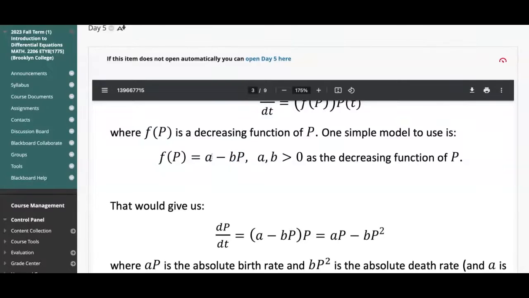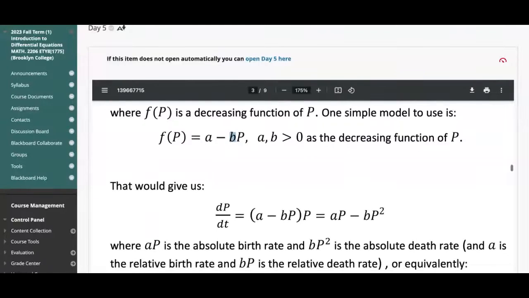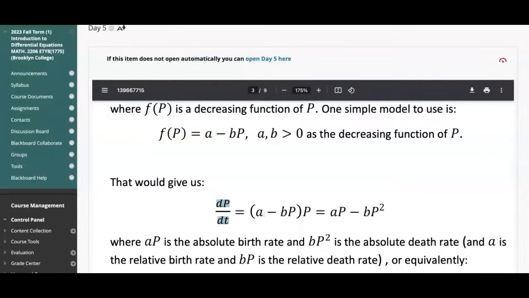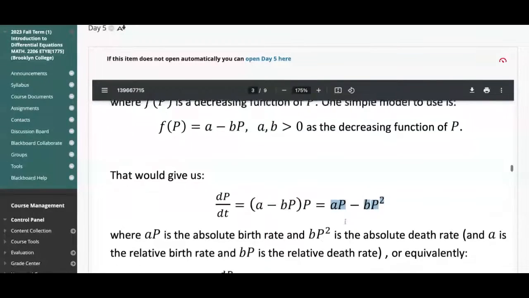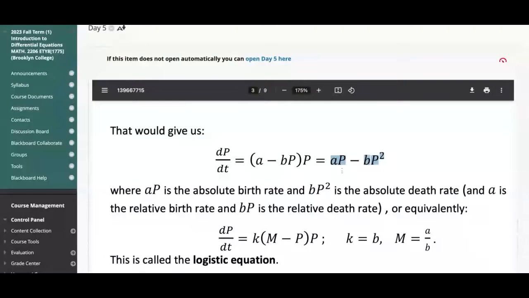So of course you can treat this as looking like a negative slope, a decreasing function, you can think that way. So that will give us dP/dt equals f(P), which is (a minus bP), times P. This is aP minus bP squared. P, population, is a function in terms of t. Okay, P is the P of t. Well, aP is the absolute birth rate and bP squared is the absolute death rate.